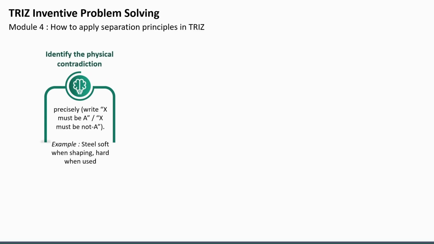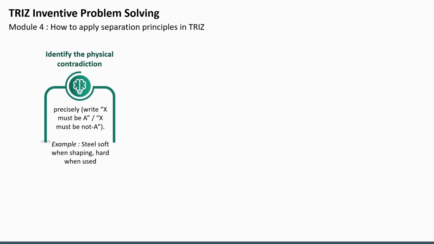Once we have an in-depth understanding of these four techniques, the next thing that we need to know is how to apply this separation principle. There is a step-by-step way to do this. And the first step here is to identify the physical contradiction. So we need to understand the scenario in front of us, and we need to clearly come up with a physical contradiction statement.